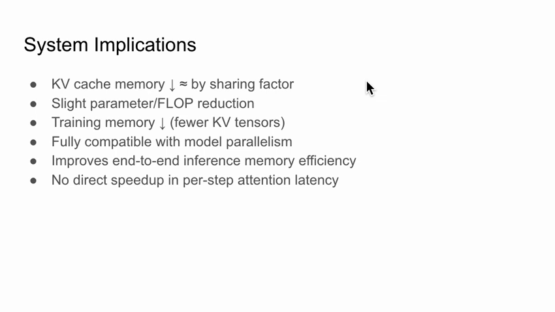CLA mainly saves memory, not compute. Since fewer KV projections exist, parameters and FLOPs drop a bit, but each decoding step still reads KV from the memory. The big benefit is enabling larger batch size and longer context under the same GPU memory.